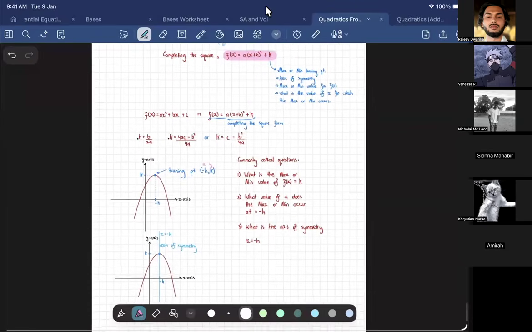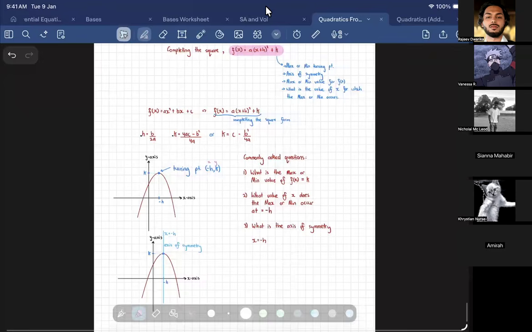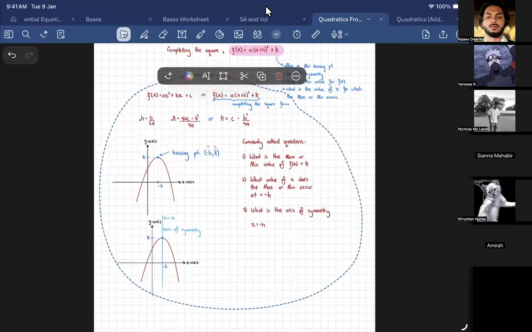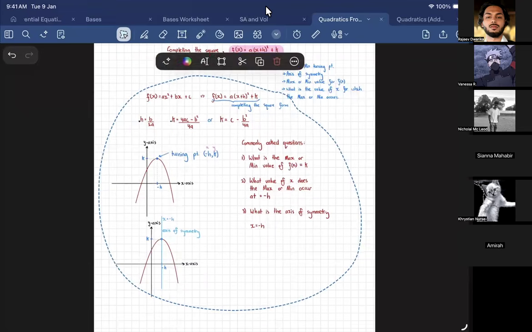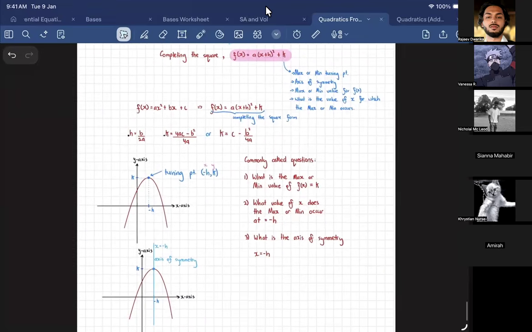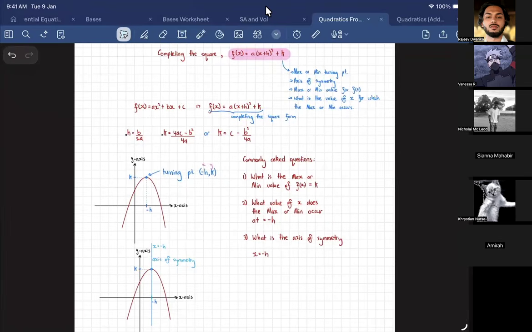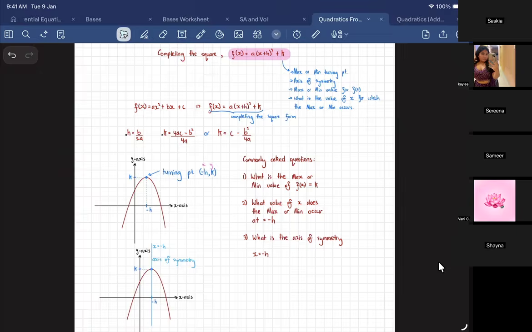If you could see everything, let me know. If you're not seeing everything, let me know if I have to zoom in more, but if you're seeing everything, tell me. Vanessa, Nikolai, Sienna, Christian, Amira, Sheena, let me know if you all see everything. Yes, sir. Okay, cool.